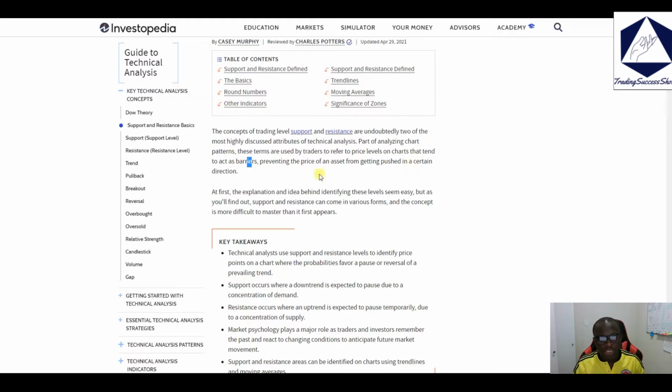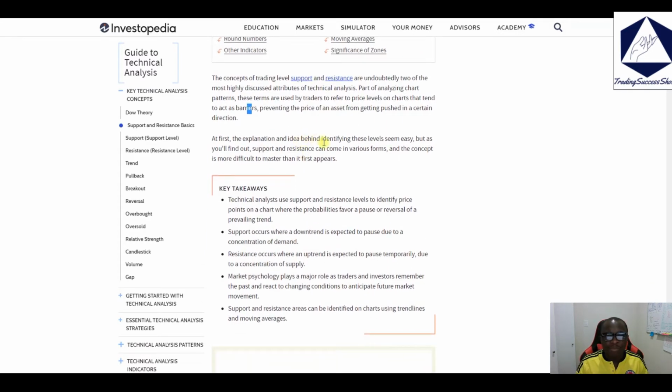At first, the explanation and the idea behind identifying these levels seem easy, but as you will find out, support and resistance can come in various forms, right? You can have a trend support or trend resistance. You can even have a different concept which is more difficult to master than it first appeared. You can have, say for example, a double top. A double top indicates a resistance. A double bottom indicates a support in most cases.